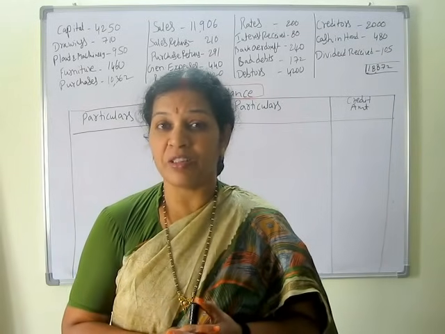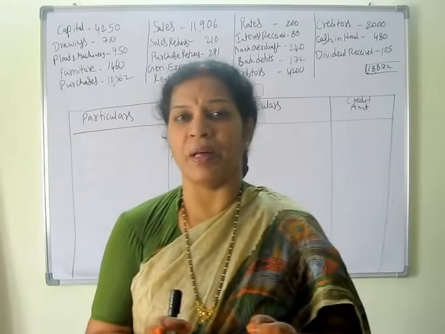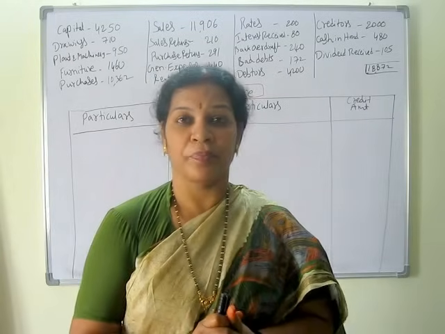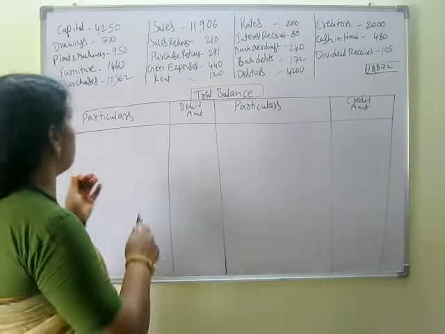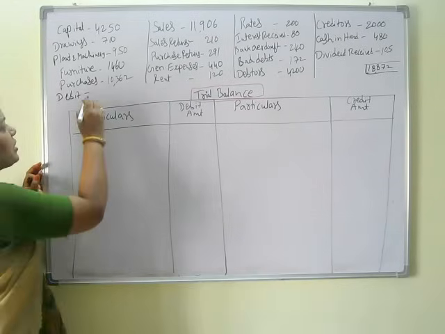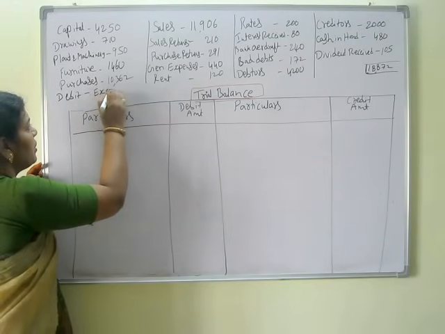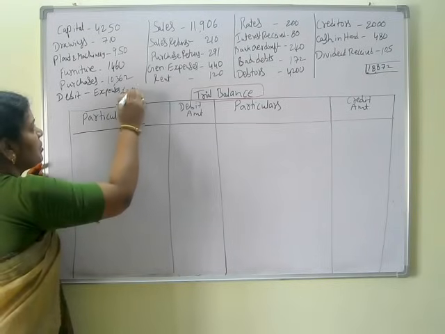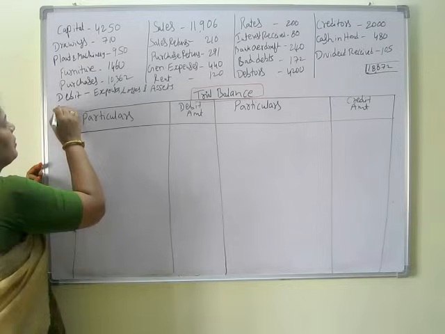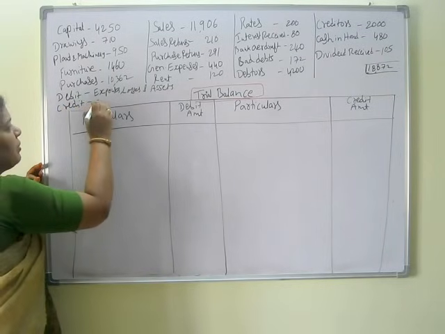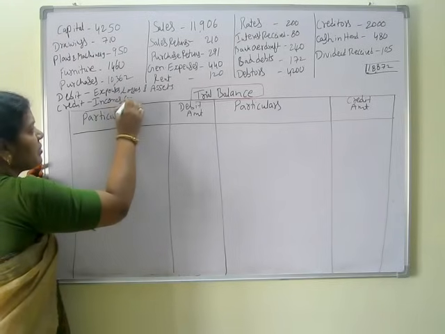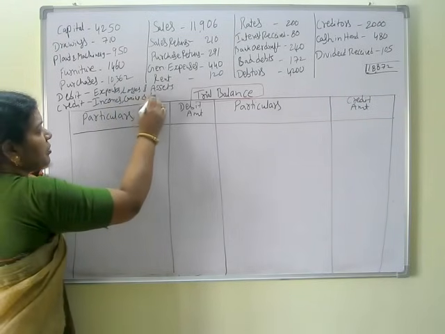How do we prepare this trial balance? Please remember a simple rule for trial balance. Trial balance will have two sides, debit side and credit side. So what do we write on the debit side? Please remember this. On the debit side we write all the expenses, losses and assets. And the credit side will write all incomes, gains and liabilities.